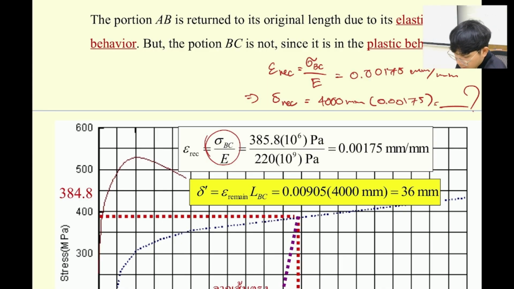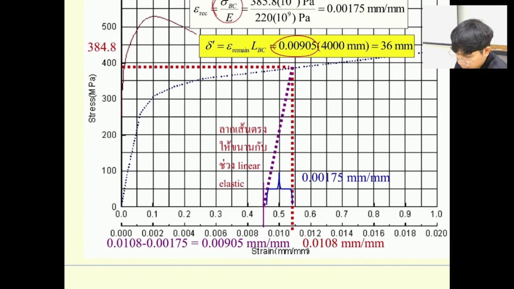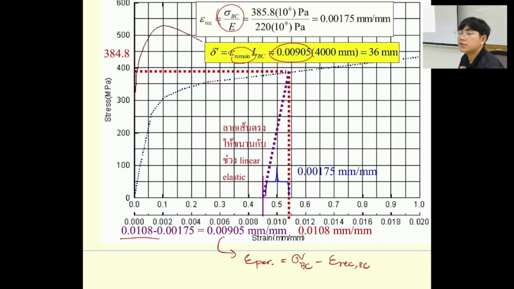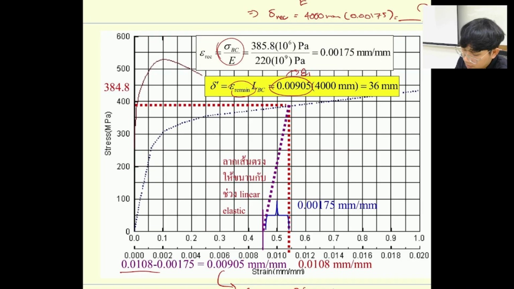Okay, and the remain over here, if we look at the curve, basically this one is the strain permanent, or we can call it strain remain. It's the same thing. So the strain remain here is going to be strain BC minus the strain recovery of BC. Then it is 0.0108 minus 0.00175. Just subtract it, and then you're going to get 0.00905, which is the strain remain or the strain permanent.